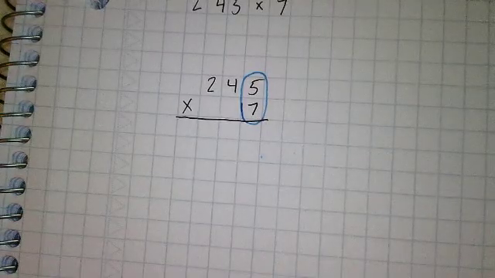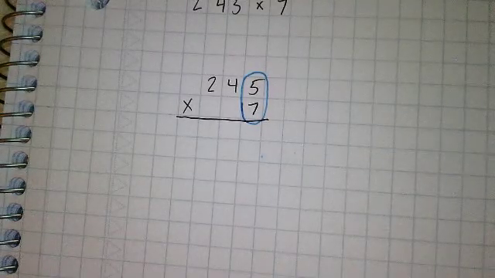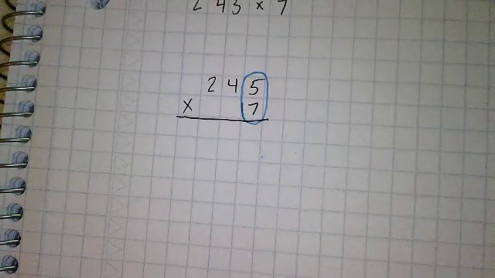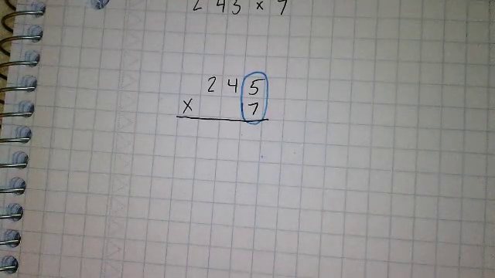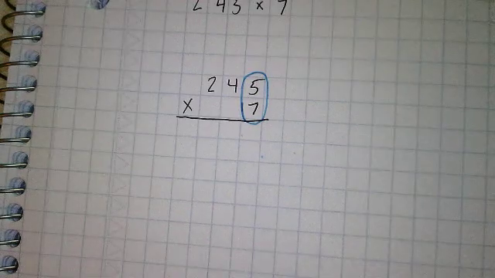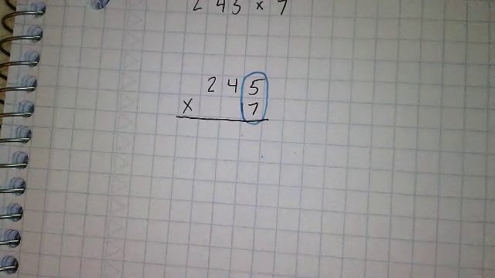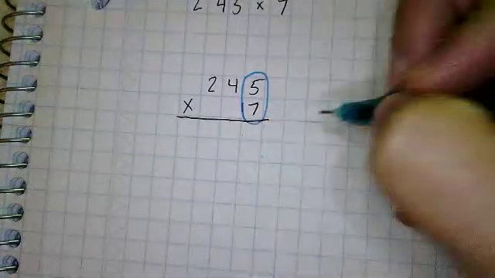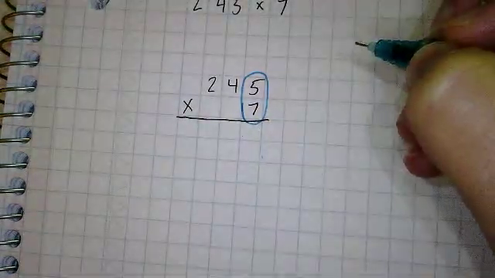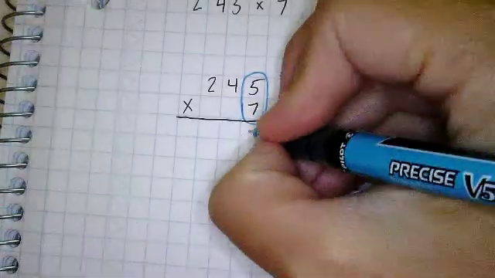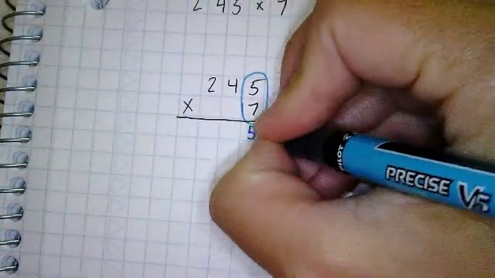Don't forget those handy-dandy multiplication charts I gave you if you need them. Hopefully you can do most of these without it, but if you need it, you have it. What's 5 times 7? 35. She says 35. Do we agree? Good. Where do I write my 5? I write my 5 down here in the ones column. Where do I write my 3?